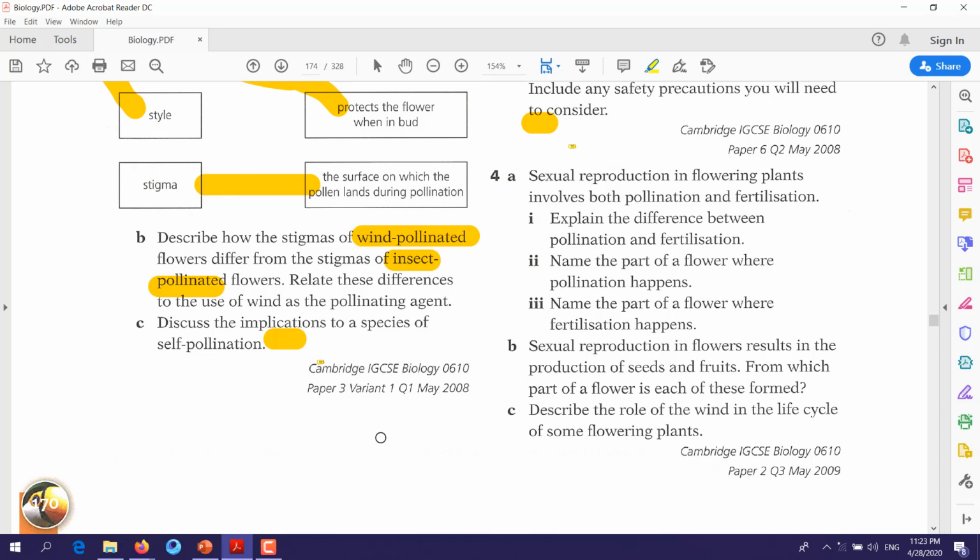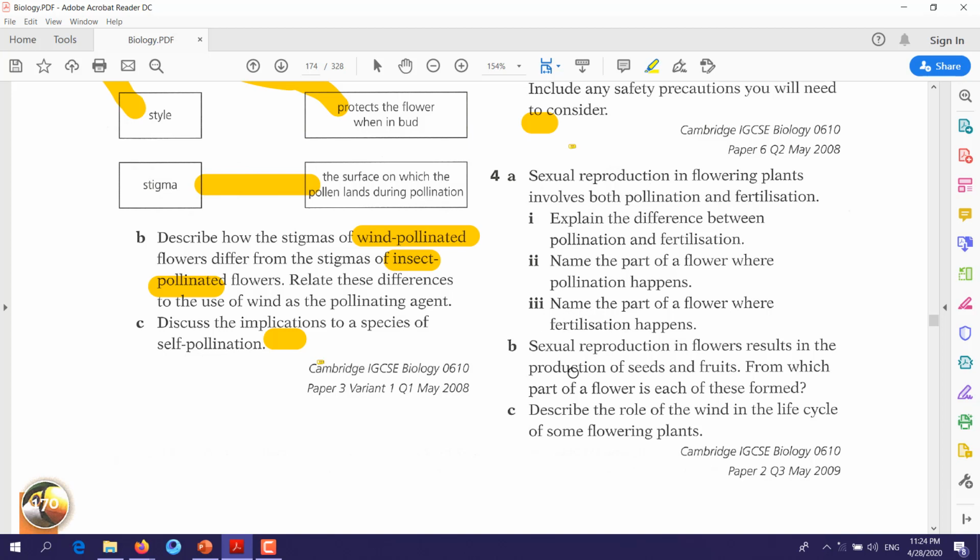II. Name the part of a flower where pollination happens. Pollination takes place on the stigma, because as we explained, pollination is the transfer of pollen from the anther to the stigma. Then III. Name the part of the flower where fertilization happens. The answer is the ovary, where the ovules are found.